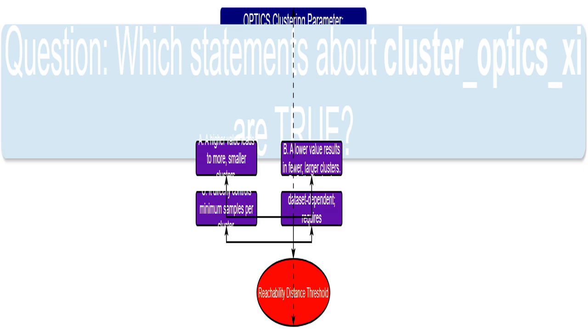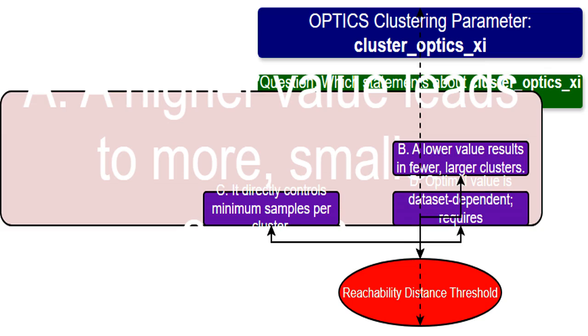This is the central question of the quiz. We're exploring how adjusting the cluster_optics_xi parameter impacts the final results of optics clustering, which is a density-based algorithm. The question helps to explore how parameter tuning affects the results. This statement explores the effect of increasing the reachability distance threshold.